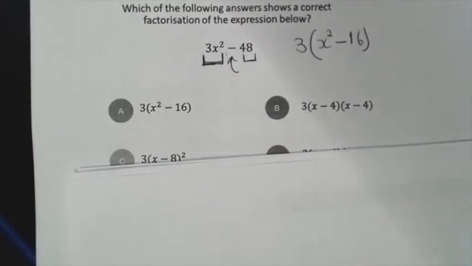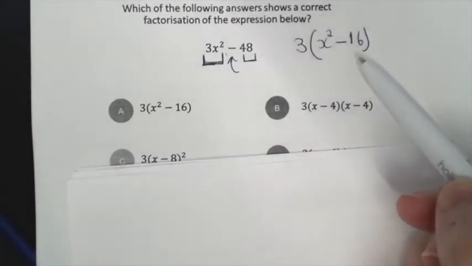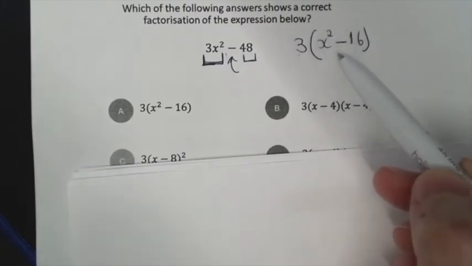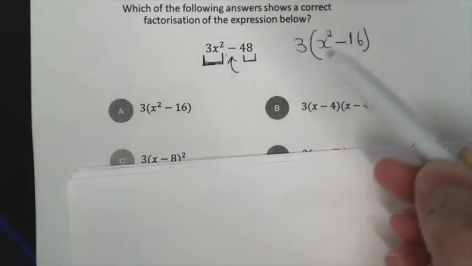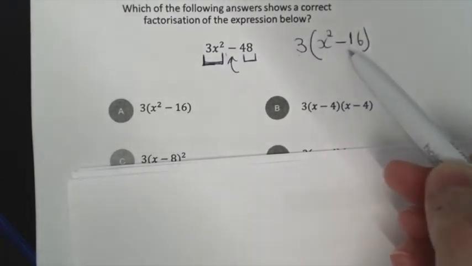so it could be A. I factorized it, but did I fully factorize it or not yet? I need to look at this really carefully. I've got 3 multiplied by x squared minus 16. Again, let's check what this x squared minus 16 is.